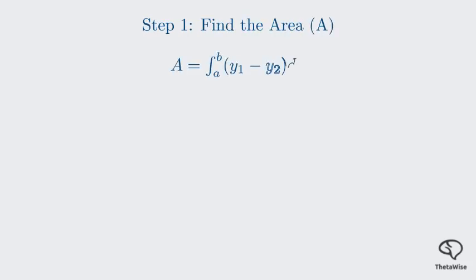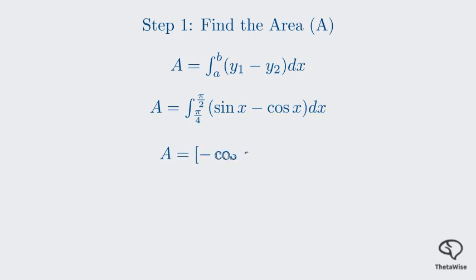The area A is given by the integral of y1 minus y2 dx. Our upper curve is y1 equals sin x, and our lower curve is y2 equals cos x. The limits of integration are from pi over 4 to pi over 2. Now we integrate. The integral of sin x is negative cos x, and the integral of negative cos x is negative sin x. So our antiderivative is negative cos x minus sin x.